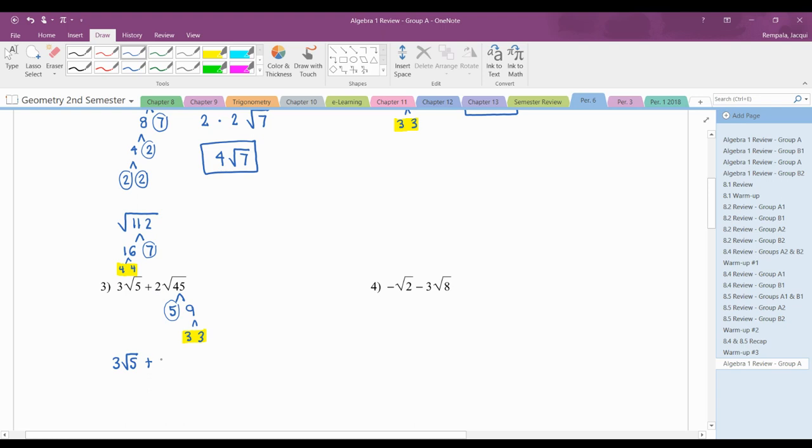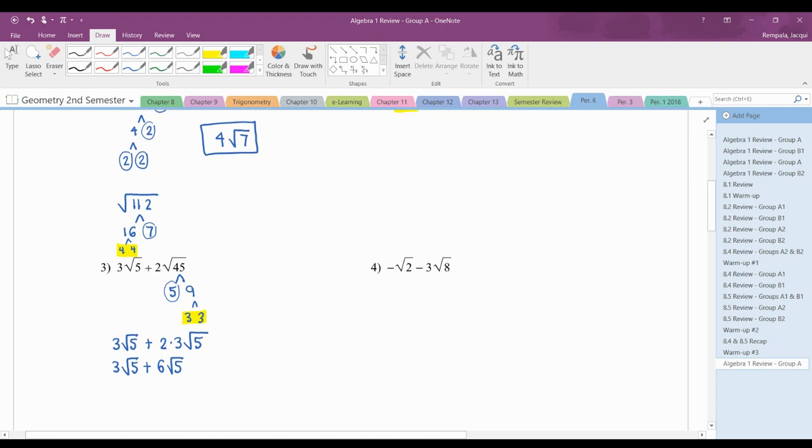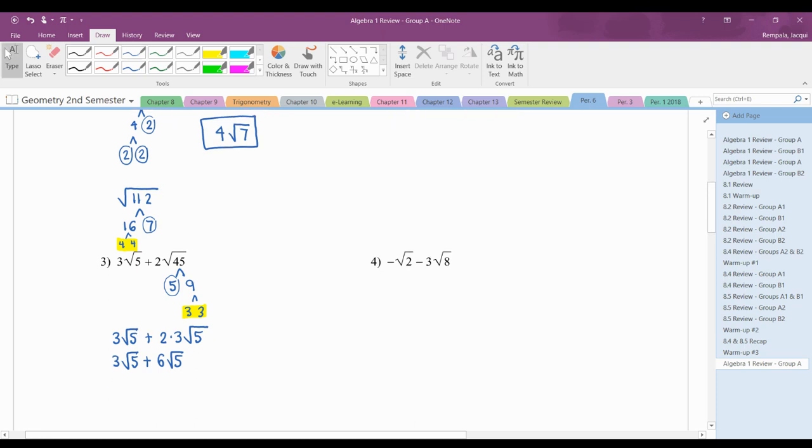Notice how there's a 2 outside to begin with, and now I get to move a 3 outside, and those get multiplied together. The 5 that didn't get broken down needs to stay underneath the radical. Okay, I can go ahead and multiply the 2 and the 3 on the outside of that second term, and that's going to give me 6. And now notice that we have the same number underneath that square root. So these are what we call like terms.